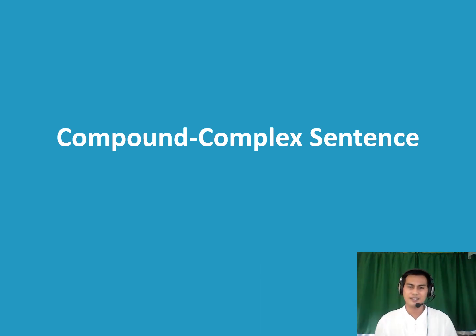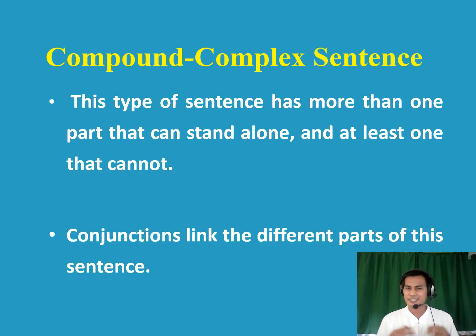Now let's go to compound-complex. Now this one is, of course, as the word itself suggests, a little complicated, the most complicated. Okay, now the compound-complex sentence. This type of sentence has more than one part that can stand alone, and at least one that cannot. It has to have at least one part that is independent and at least one that is dependent. Conjunctions link the different parts of this sentence.